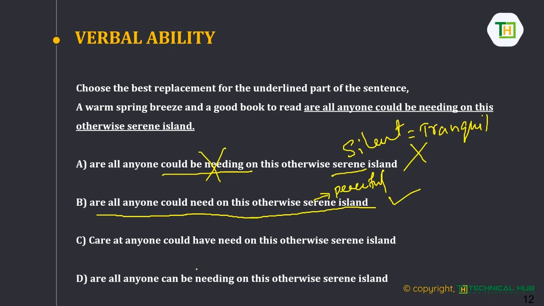Care at anyone, again some new phrases have come, so we cannot use this here, right? Are all anyone can be needing on this otherwise serene island? No. So the right answer is option B. Don't worry, you will not be getting such tough questions, but you should know how you can use a verb form. That is very important.